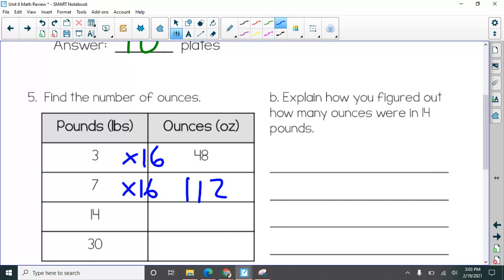All right, I'm going to make you just do one of these. How about we do 14 pounds? Grab your scrap sheet of paper. How many ounces are in 14 pounds?